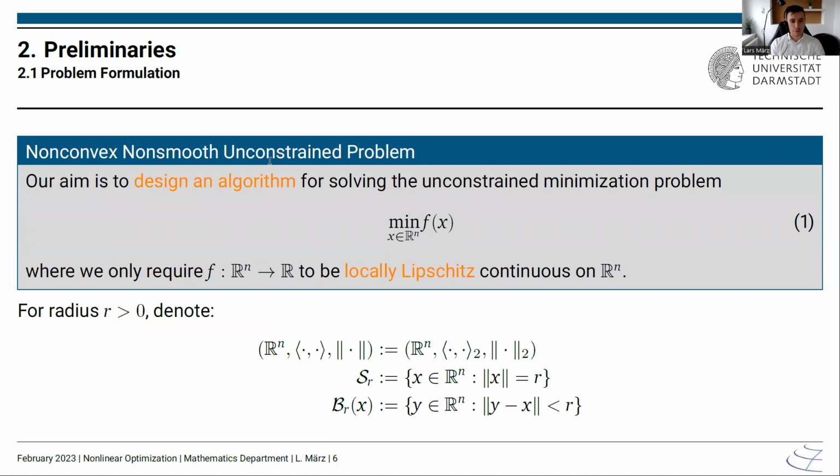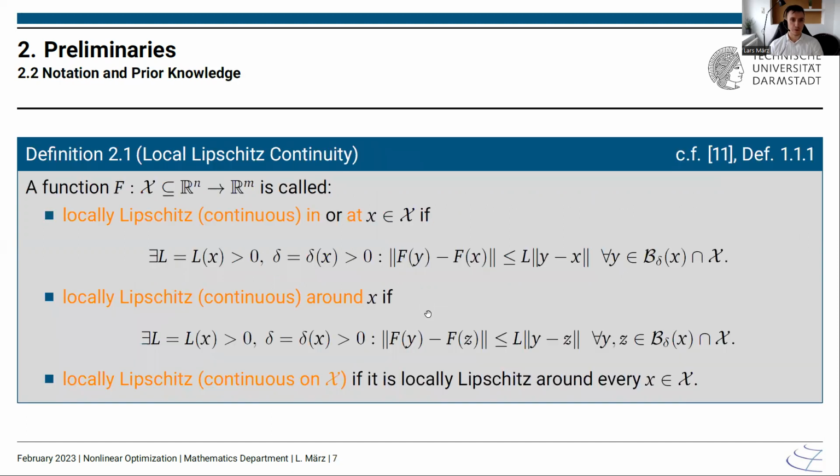For notation, for readability and simplicity, we will omit the subscript 2 at the Euclidean norm. We will denote the sphere of radius r around the origin by S_r. We also will denote a ball of radius r around a point x by B_r of x.